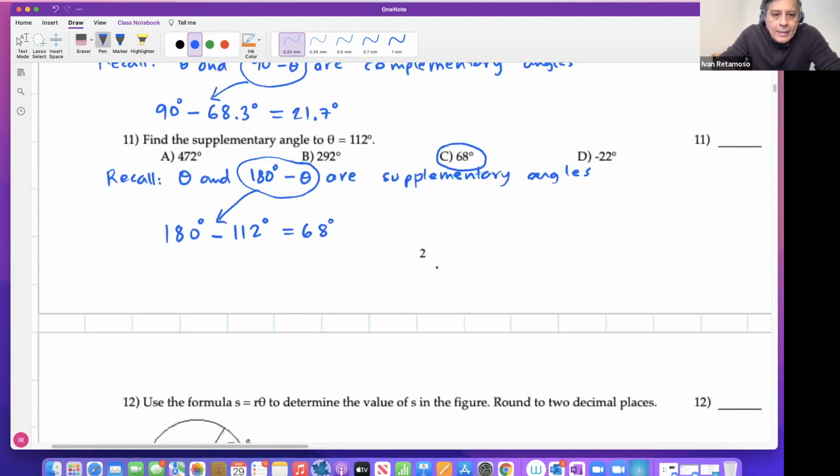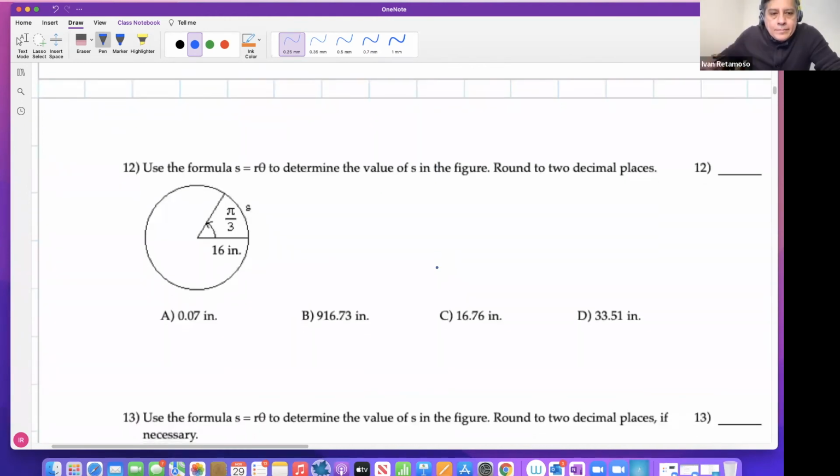Moving on. Now we get to some applications of angles measured in radians, right? The first one is a formula that allows you to compute the arc length, right? The arc length. Use the formula S equals R theta. Arc length is S, right? R theta, meaning this distance, right? This length, the length of this arc. Based on this given figure, right? They're showing you an angle of pi over 3 radians, right? And a radius of 16 inches.